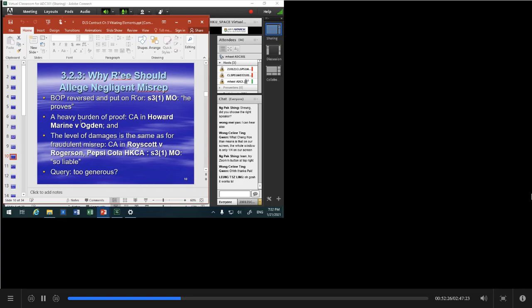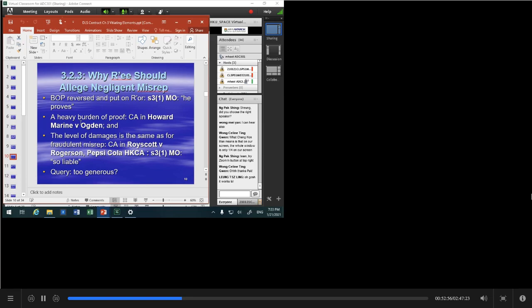The first bit is make sure you know the definition of a misrepresentation. Must know, put a big circle around this PowerPoint, must know. A false statement of fact made by a party to a contract which induces the representee to enter into a contract with the representor. Important to note that the burden of proof is on the representee.